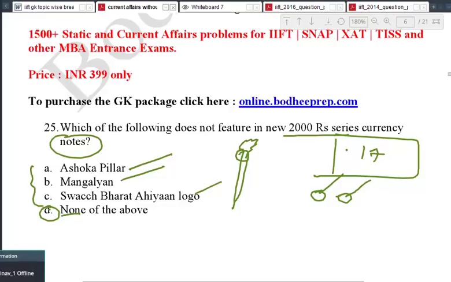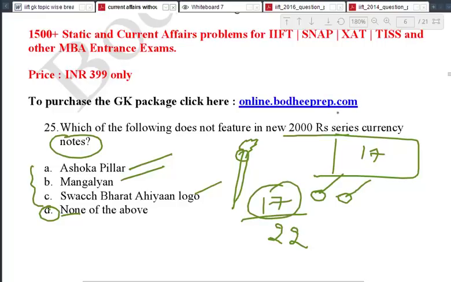Go and have a look. 17 official languages. From how many? So the Indian constitution says how many official languages do we have? So out of 22 official languages, 17 official languages can be seen on the 2000 rupee note.